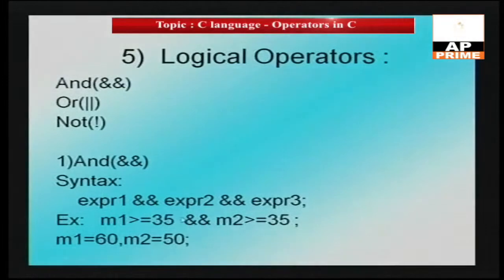AND means both should be true, then only true. Are both true or not? Yes, that's why the result is true.